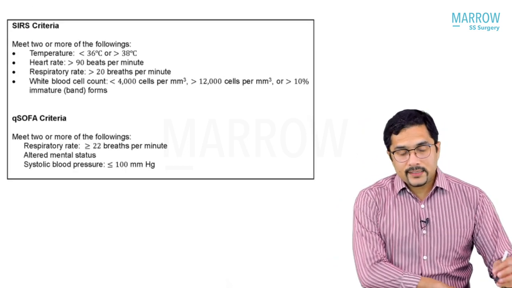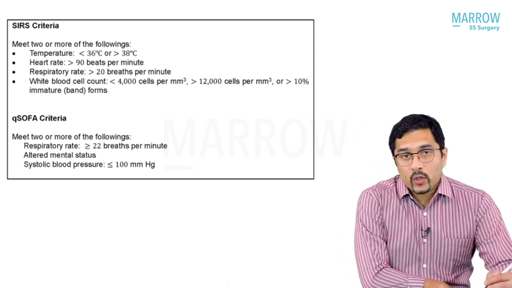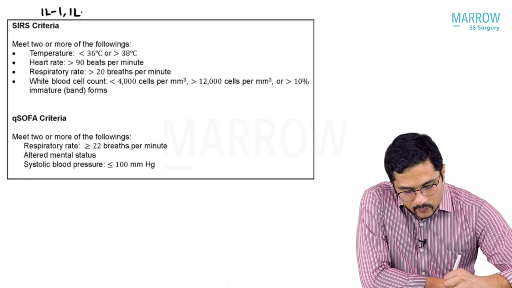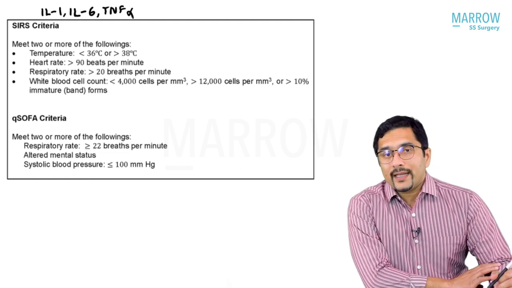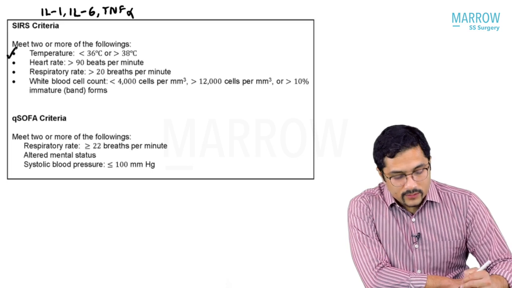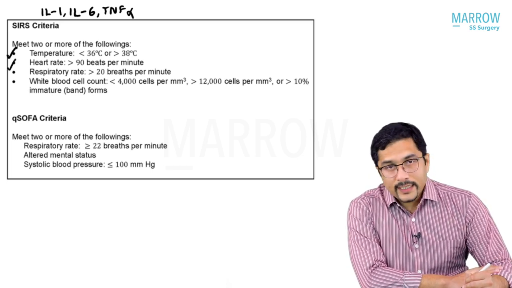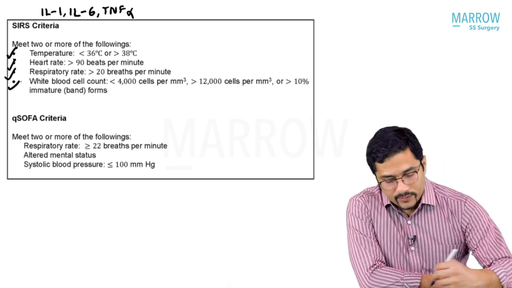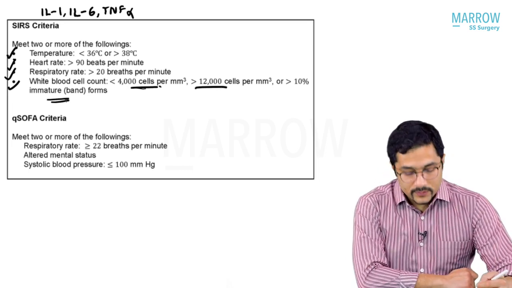These are the SIRS criteria. SIRS stands for Systemic Inflammatory Response Syndrome, and this SIRS is mediated by IL-1, IL-6 and TNF alpha. If any two criteria are present, we call it SIRS. Temperature more than 38 or less than 36, pulse rate more than 90, respiratory rate more than 20 per minute, white blood cell count less than 4,000 or more than 12,000, or more than 10% band forms are present.